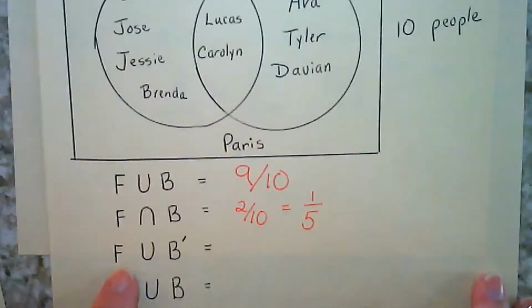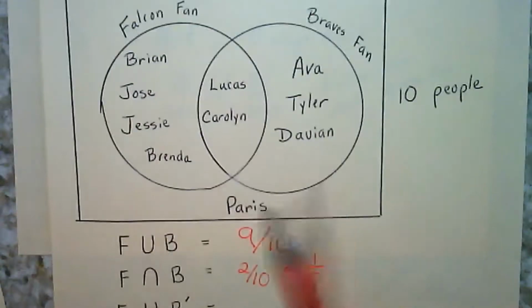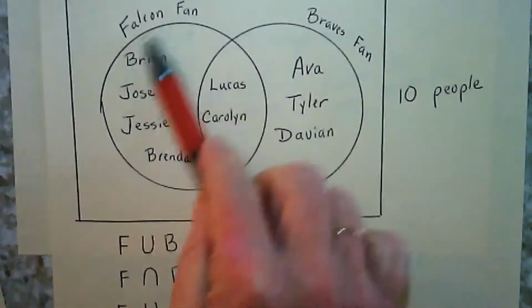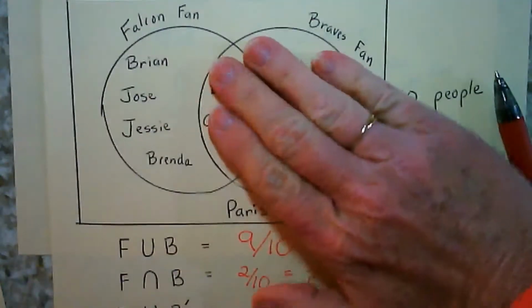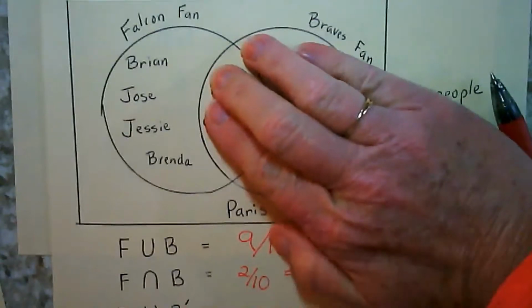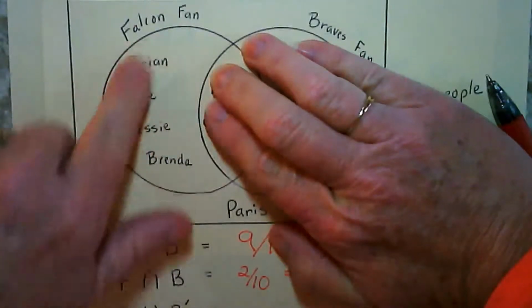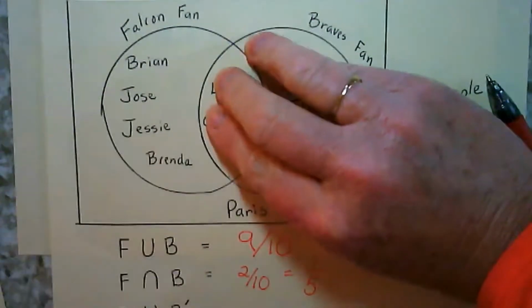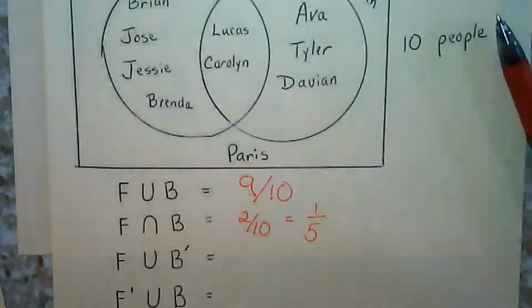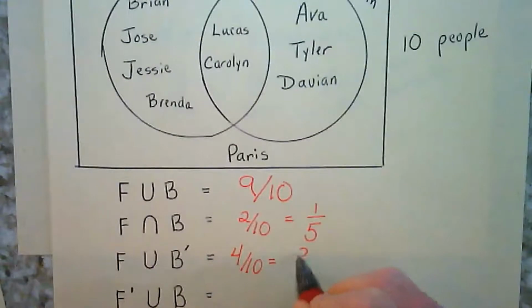Now, what about people who are Falcon fans intersected with people who are not Braves fans? Let's start with Falcon fans. Falcon fans are this circle, but we can't have anybody who's in the Braves circle. So I have to take away the Braves circle, and how many am I left with? 1, 2, 3, 4. So these are the people who are Falcon fans and not Braves fans. That leaves 4 out of 10, and if I simplify that, 2 out of 5.